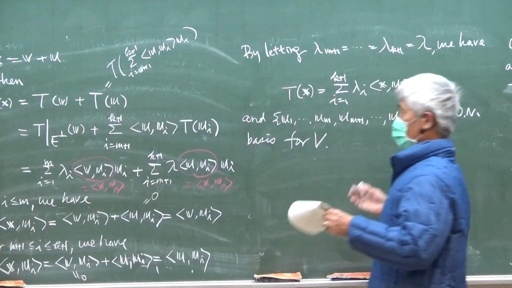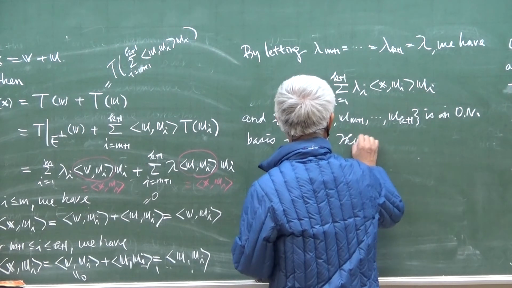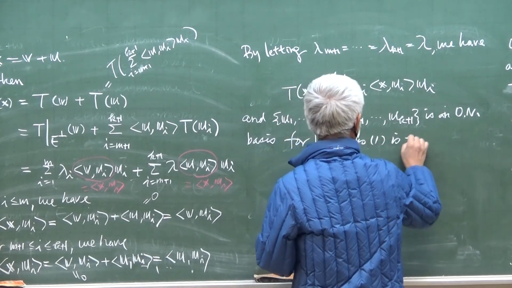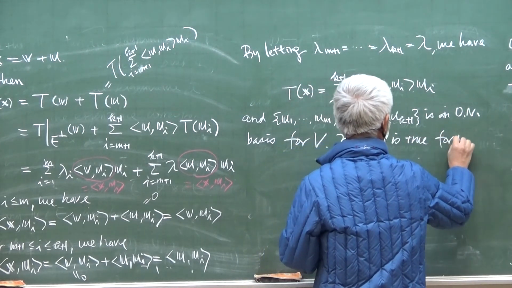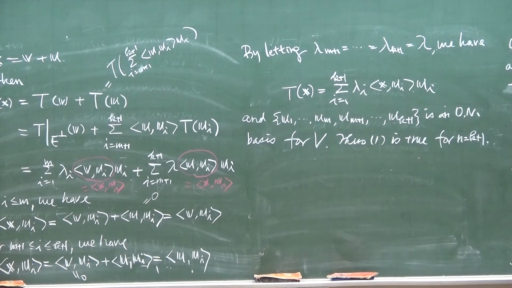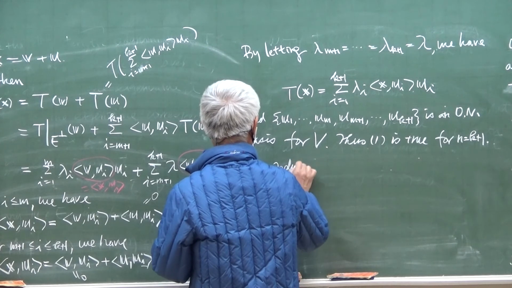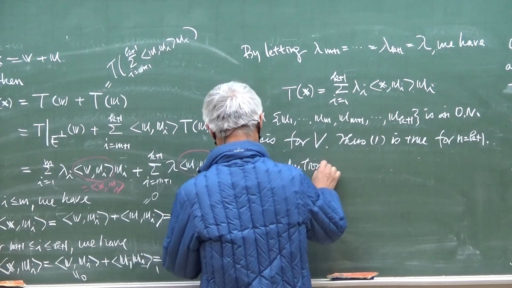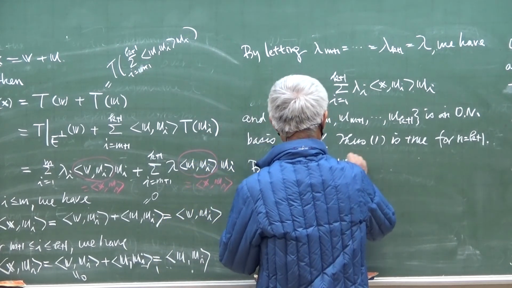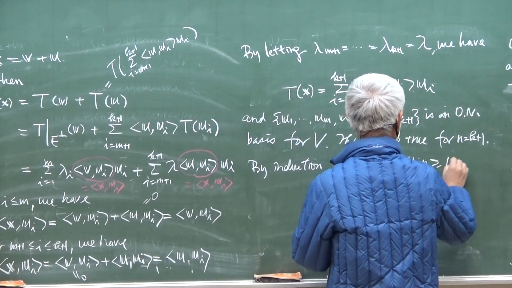Okay, so that one is true for n equal to k plus 1. So now we have proved that if it is true for k, then it is true for k plus 1. And so by induction, it is true for all n greater than or equal to 1. And we have that.